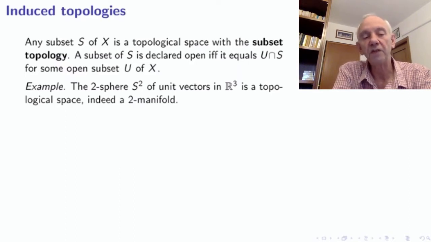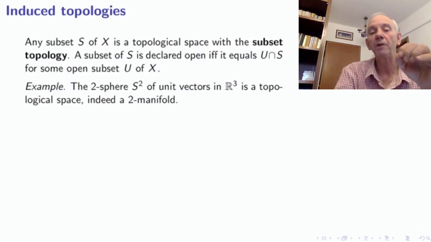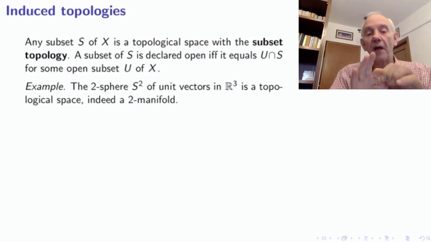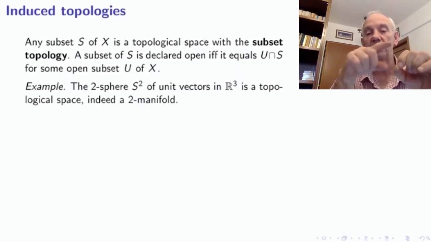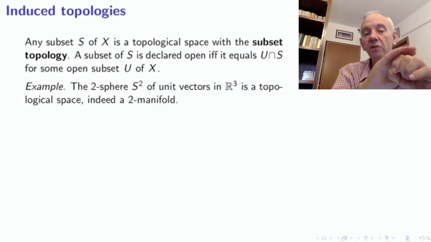Another perhaps easier example to imagine geometrically is just the ordinary two-sphere. That means the set of unit vectors in R3. That's a subset of R3, so it becomes in its own right a topological space. And to say a set is open in the two-sphere simply means that you can surround that point in the two-sphere with a little disk, a little curved disk on the two-sphere.